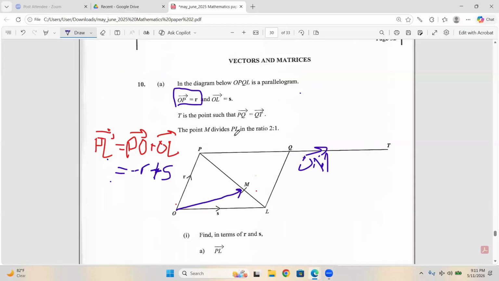Do I know PM? They said M divides PL in the ratio 2 to 1. Do we know PL? Oh, we just found PL. Good. So it doesn't really matter which route. I think I'll go from O to L and then from L to M. You could go from O to P as well and then from P to M, using the same information. So we're going from O to L, and we continue from L to M.